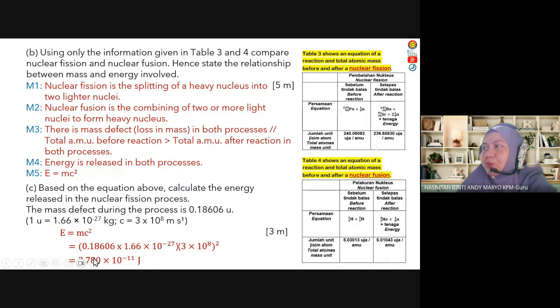Is that 2 or 3 there? It is a block by this symbol, 2. Okay, 2.780 times 10 negative 11 joules. So this is the amount of energy released in this nuclear fission. You can check on the full answer later.